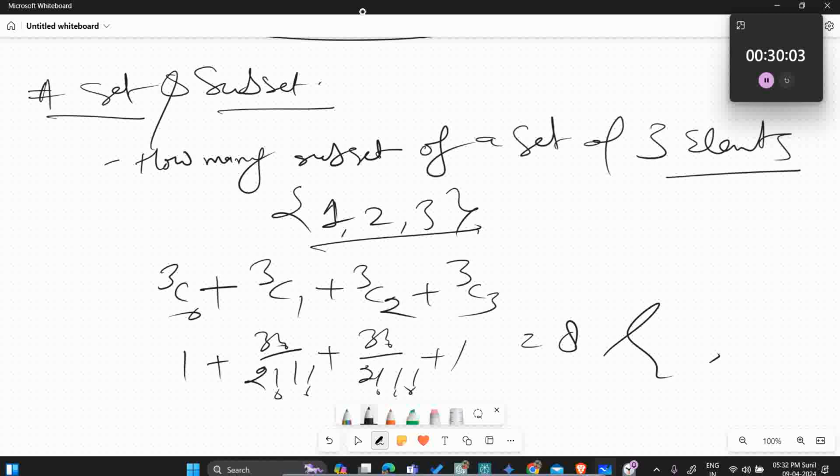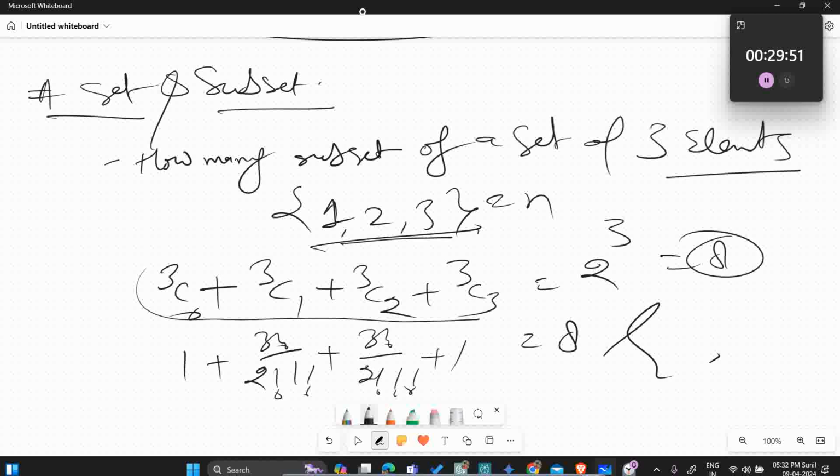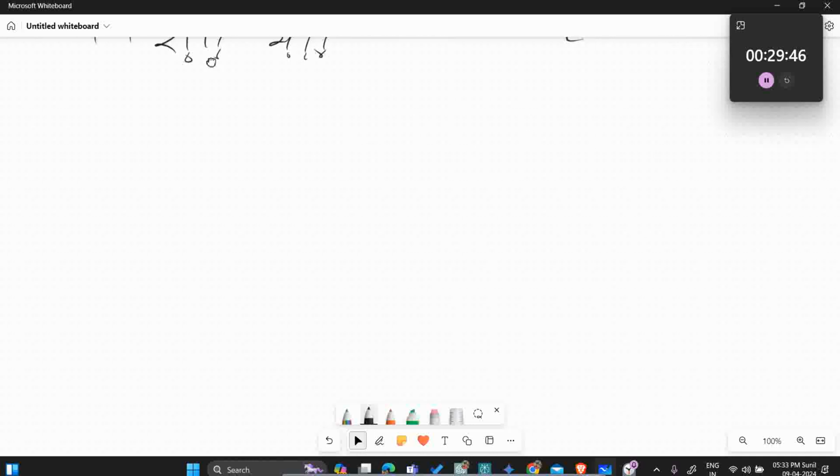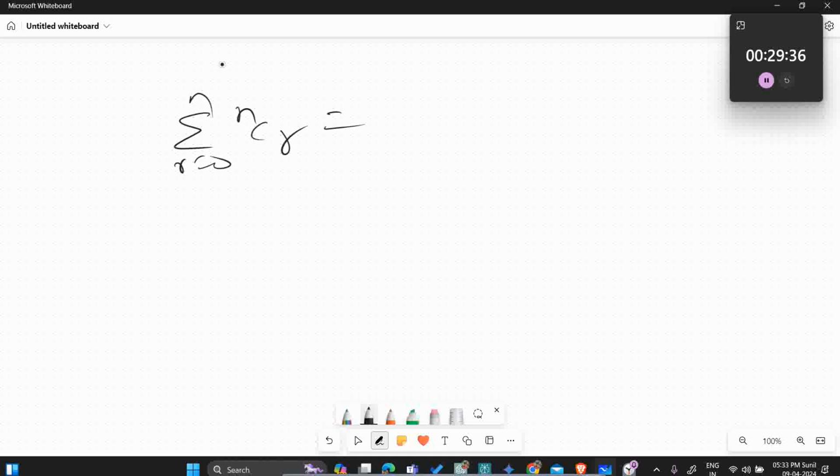And this is the generalization for this. It will be 2 to the power 3, since 3 elements are there, and 2 to the power 3 is 8, right? This is the generalization for the summation of r equal to 0 to n, nCr is equal to 2 to the power n. This is the general formula, right?